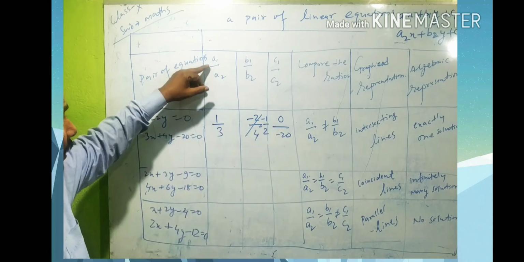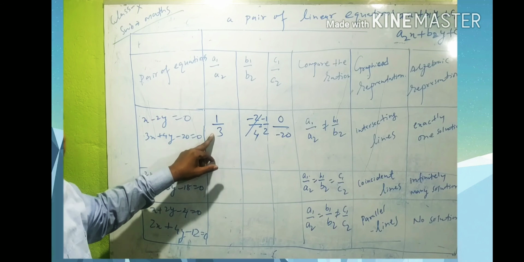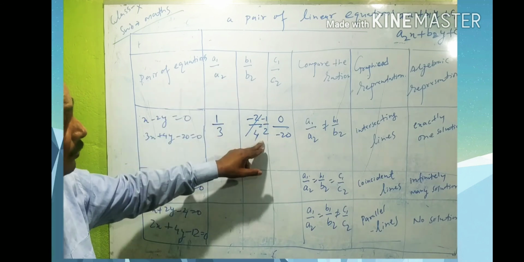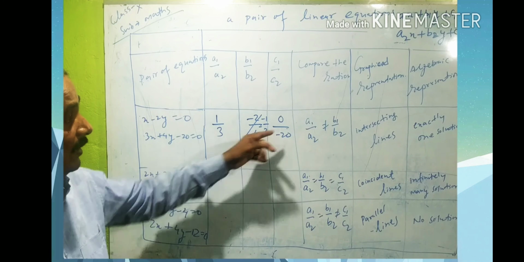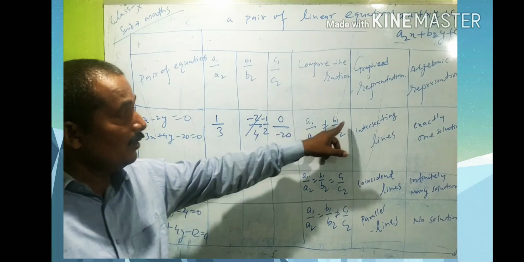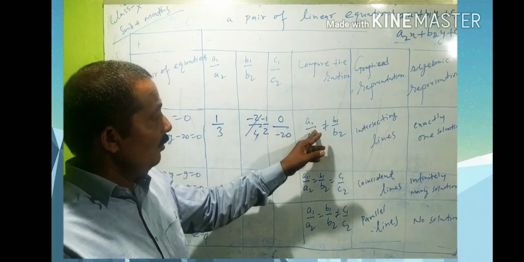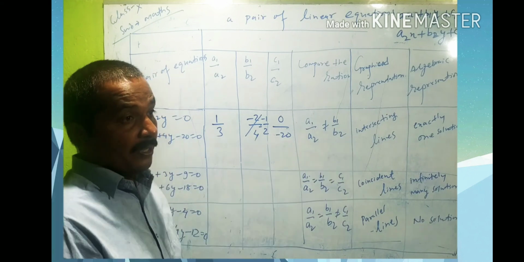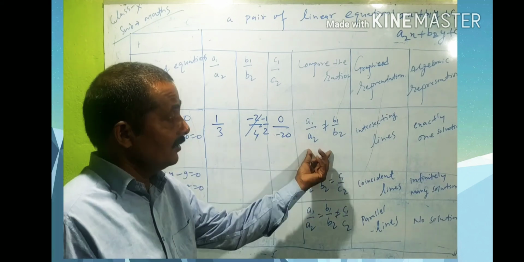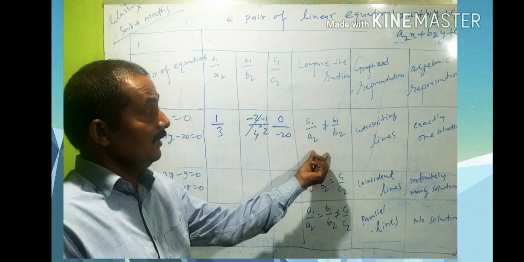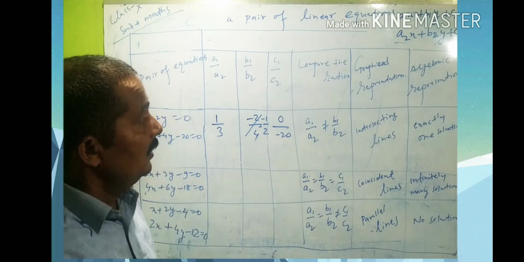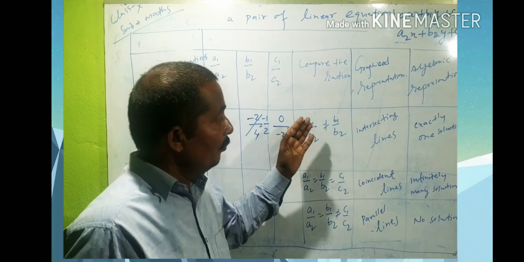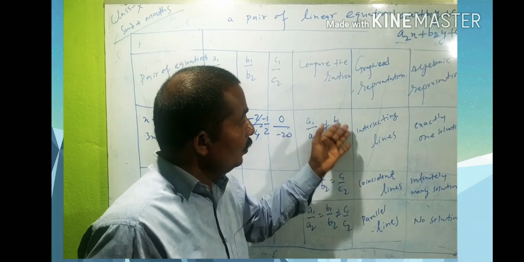So here A1 by A2 is equal to 1 by 3. B1 by B2 is equal to minus 1 by 2. So it is clear that A1 by A2 is not equal to B1 by B2. If this condition prevails here, that means its graphical representation will be two intersecting lines.